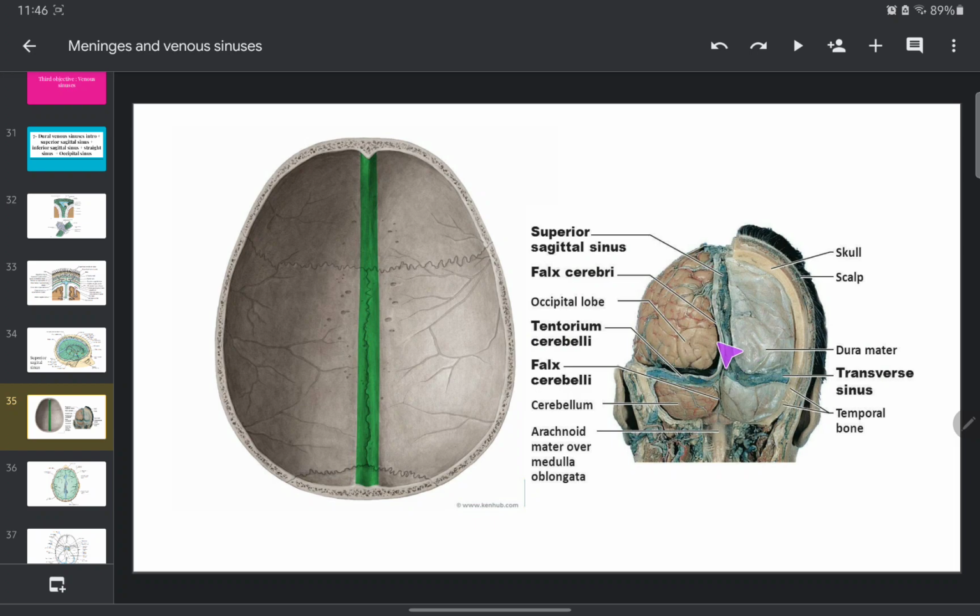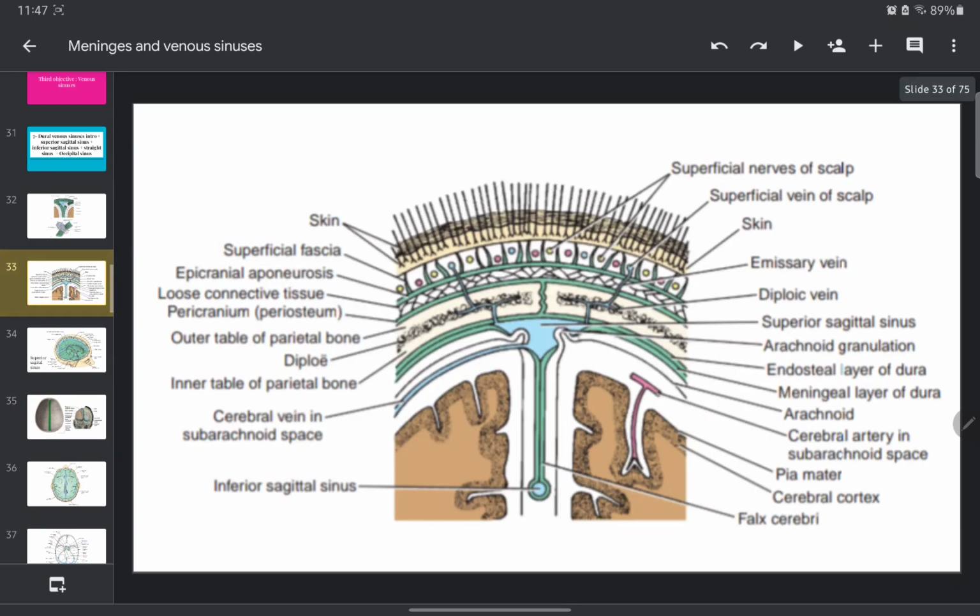Now the termination is most commonly, not always, but most commonly it terminates deviating to the right, becoming the right transverse sinus that I will explain later on. The course is, as you can see, an arch course, and the location is inside the upper margin of the falx, the attached border of the falx cerebri. Now this is the falx cerebri, and it's located in the attached upper margin of the falx cerebri, one of the dural folds. Okay, now the tributaries of the superior sagittal sinus include veins.